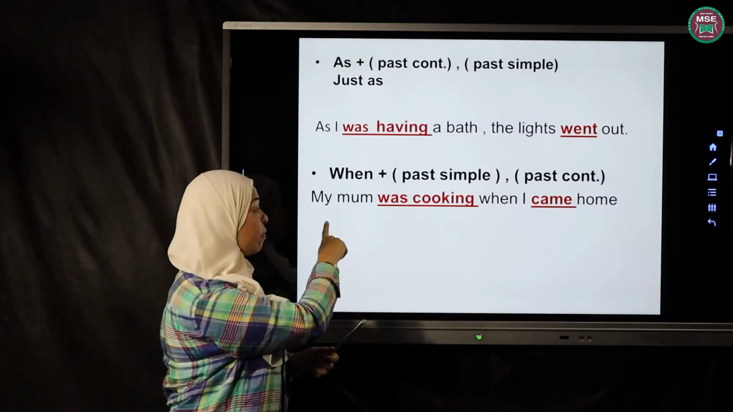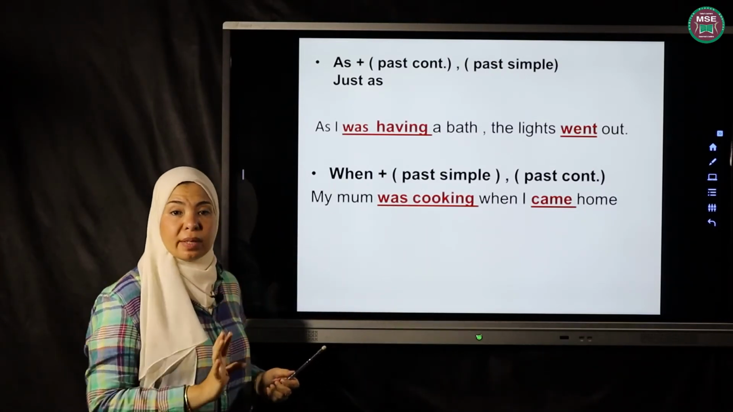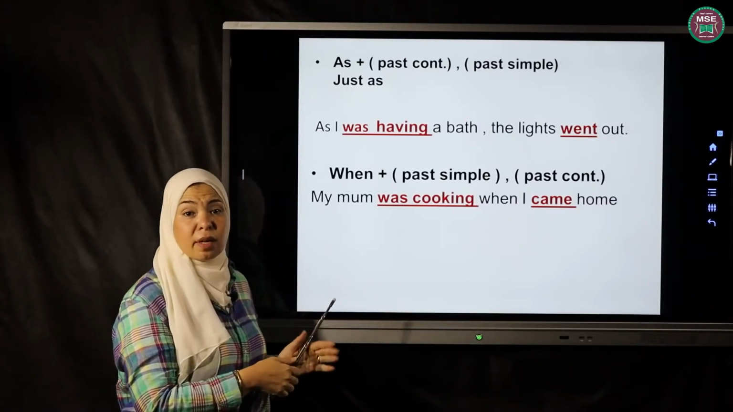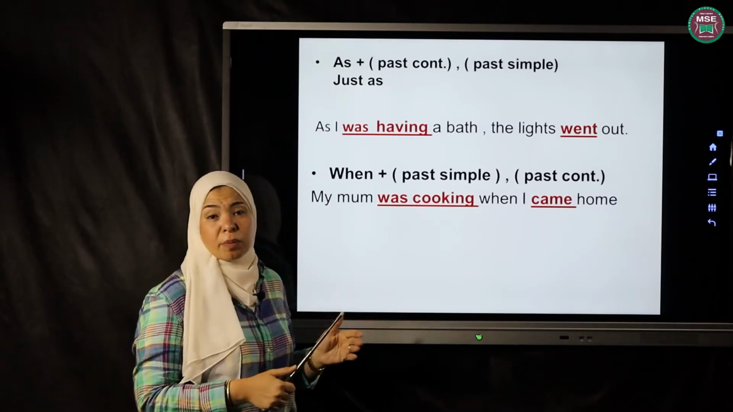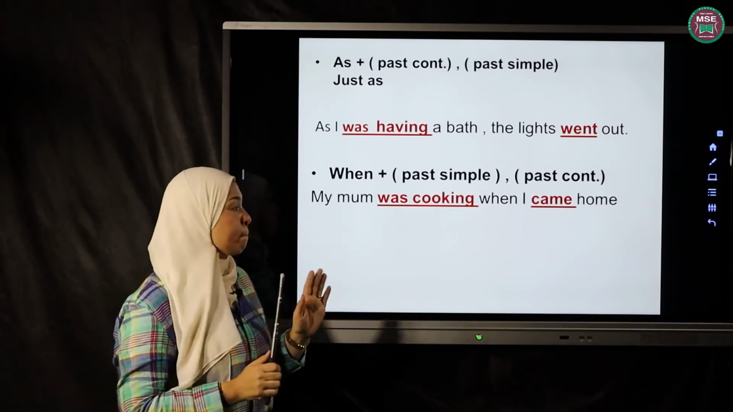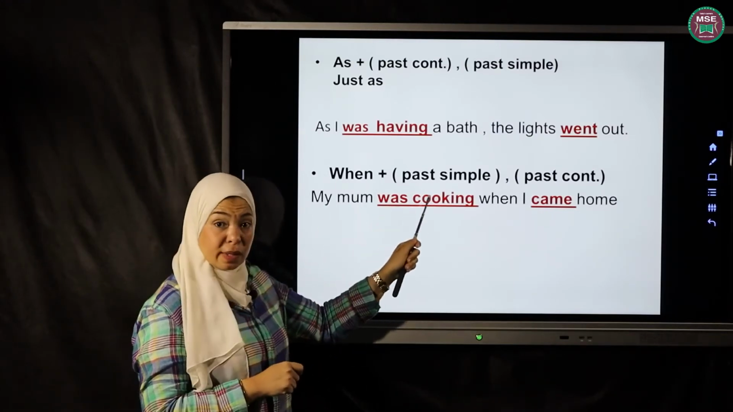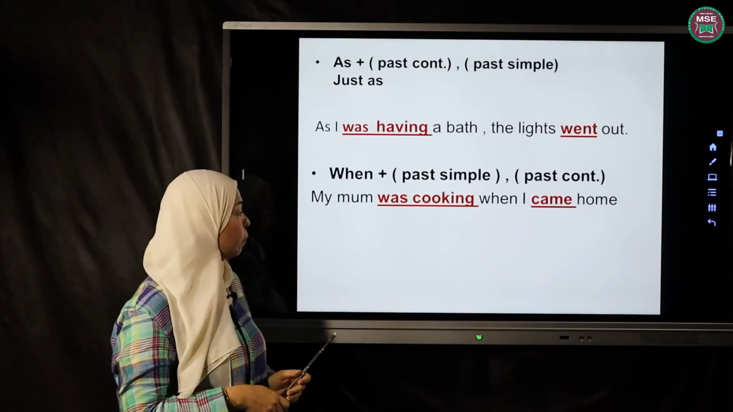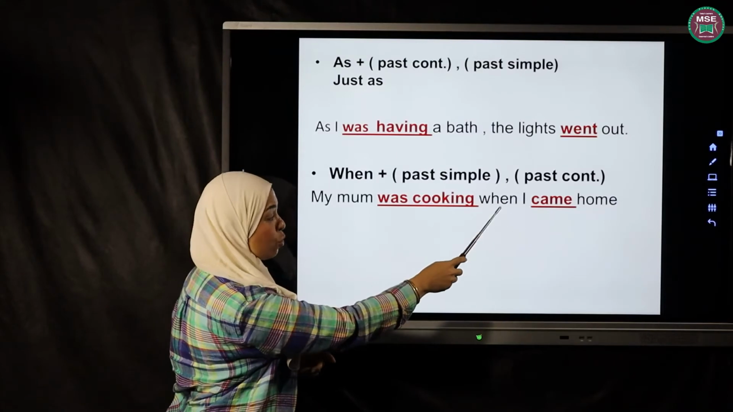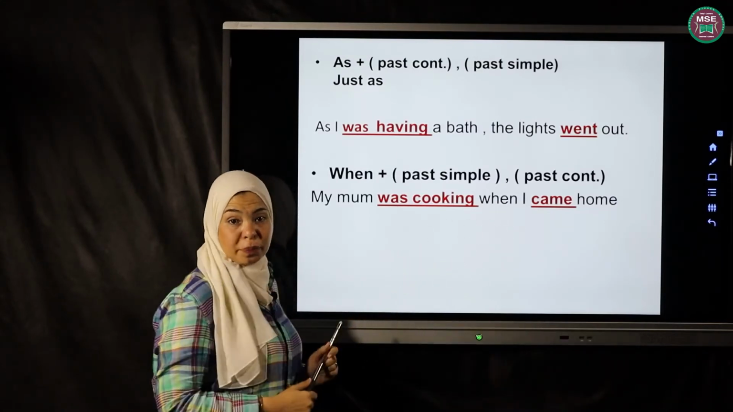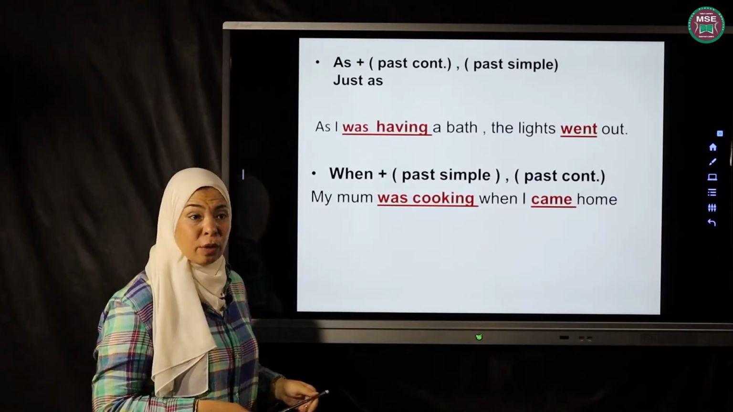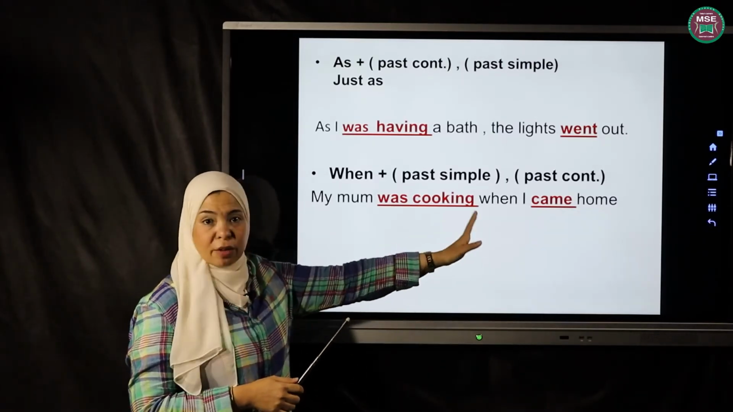When plus past simple, this is very important. When should be followed by any simple tense. It's not a must to be past simple. Okay, but because we are explaining now the past tenses, I said when plus past. But sometimes I use when plus present simple. Okay, but here, watch out, when plus past simple and the other action in the past continuous. My mom was cooking when I came home. This is the short action, so when should be followed by the short action. When I came home. And it's better to be in the middle of the sentence. Okay, or at the beginning, it doesn't matter, but I prefer it to be in the middle of the sentence.